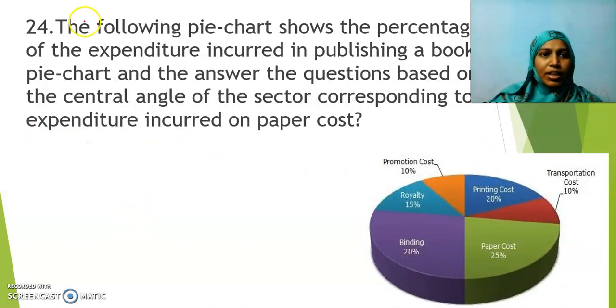The next question here is, the following pie chart shows the percentage distribution of the expenditure incurred in publishing a book.